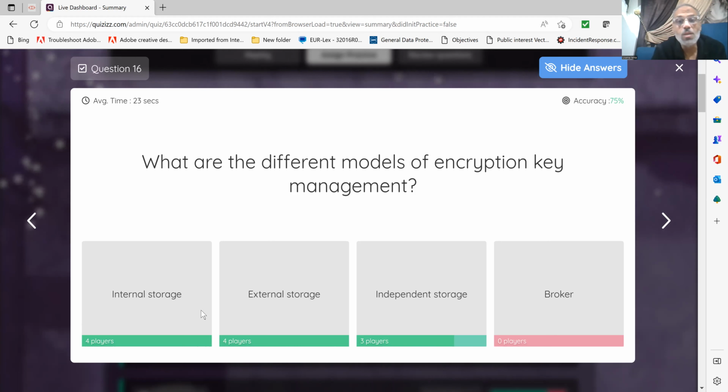In the independent storage, this is the best model. Why? Because the keys are totally separated, in an independent way, from the application, and they can reside on-prem in your organization where you are managing these keys, or with an independent cloud service provider as a broker.